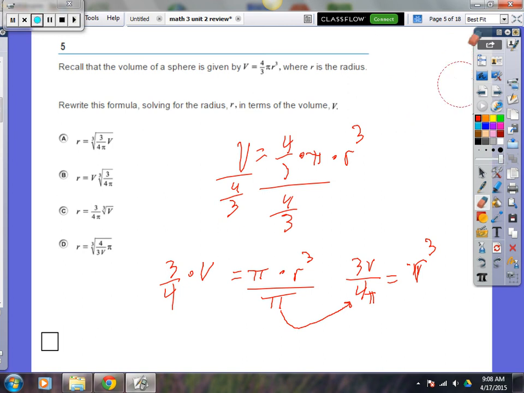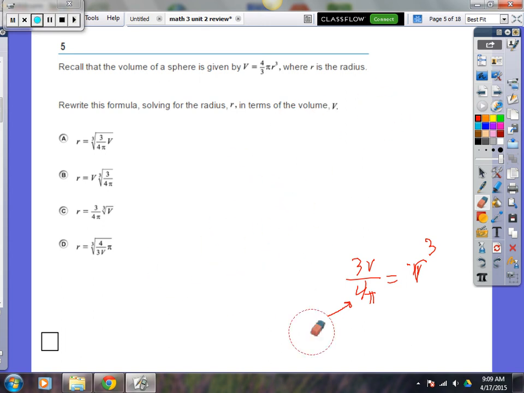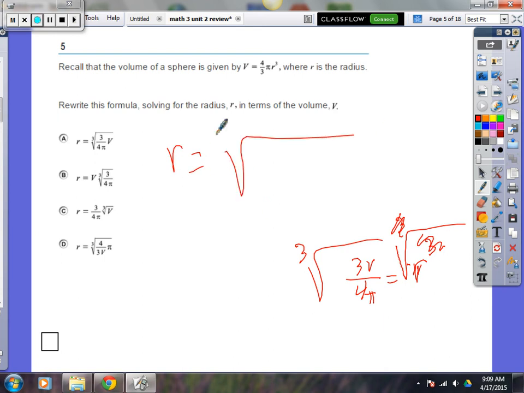Alright, so now I gotta erase some stuff. If I want to solve for r, now all I've got to do is undo the cube. So I'm going to do the cube root of this side, and I'm going to do the cube root of this side. So this cube root kills this cube, so I just got r equals the cube root of that whole thing, which the 3 is on top, the v is on top, the 4 is on bottom, and the pi is on bottom, and that matches up with a. Because this v is the same as a v over 1, so the v is on top, and just 4 pi on the bottom.